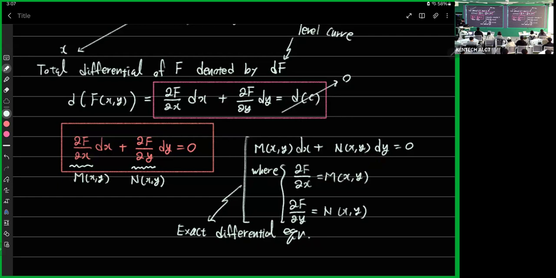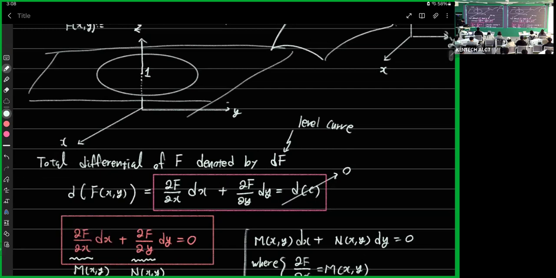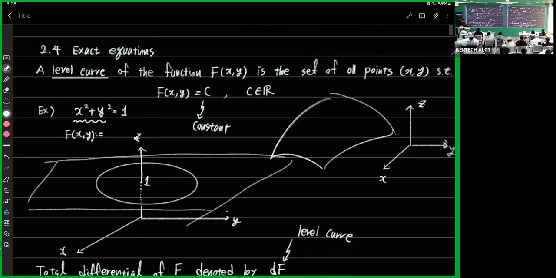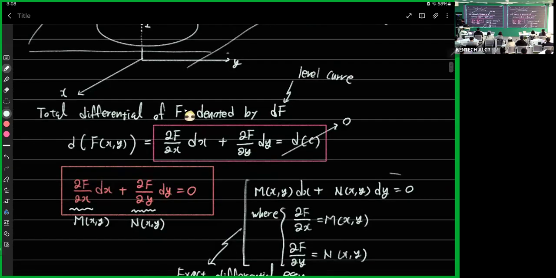Actually, we derived the exact differential equation from what? The total differential of f, which means that f is the solution, right? How did we get this? We got this one from this, and then we got this one by taking the total differentiation of f. F is a level curve, okay? So f of x comma y is a solution to that exact differential equation.